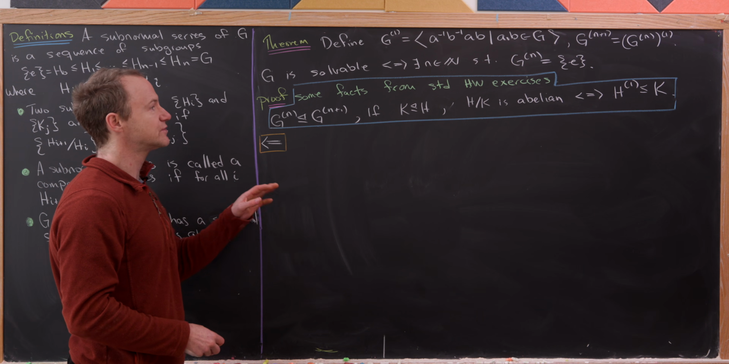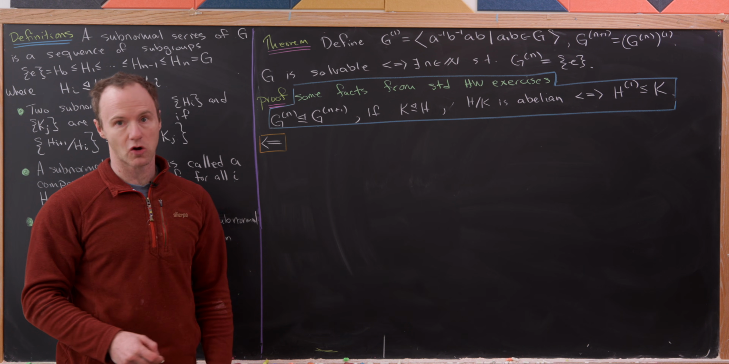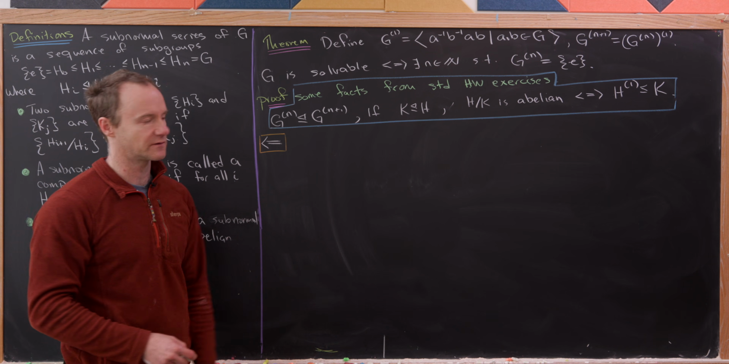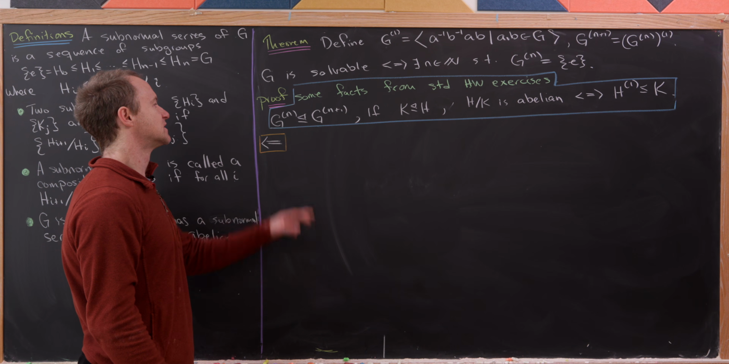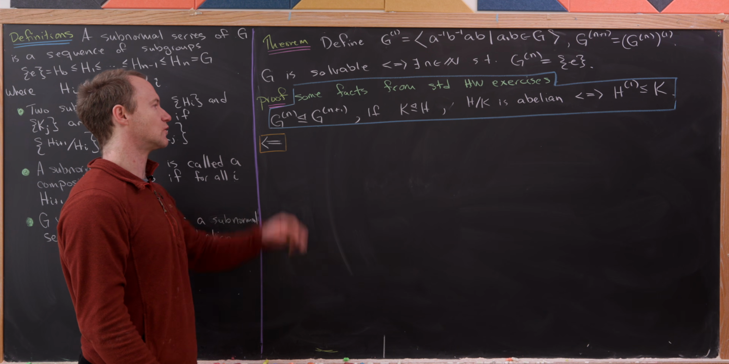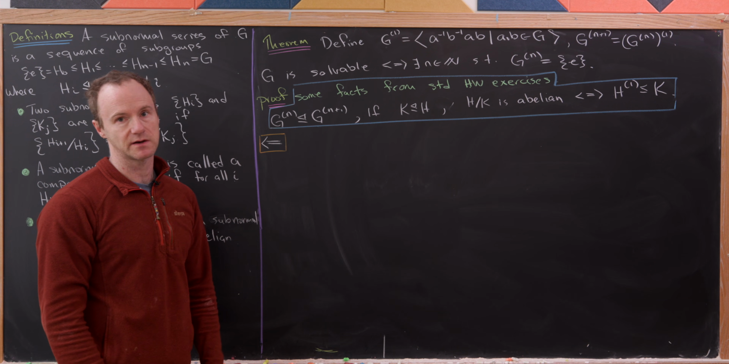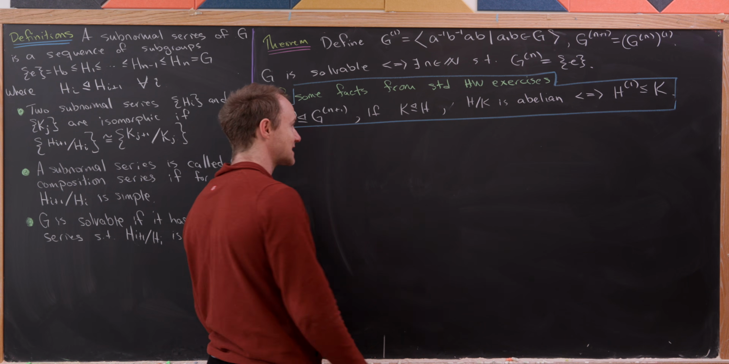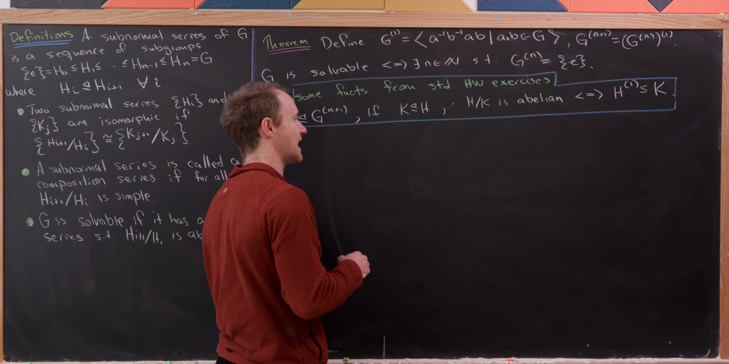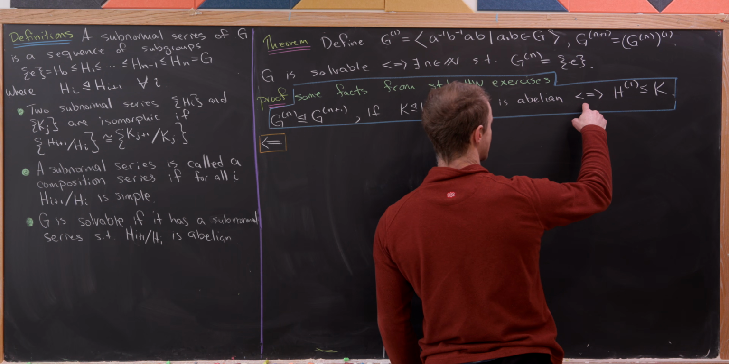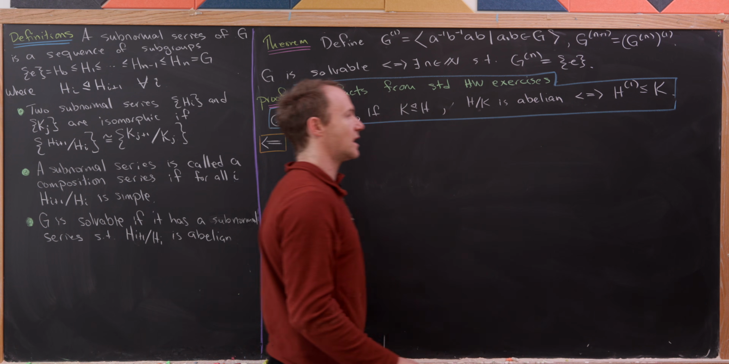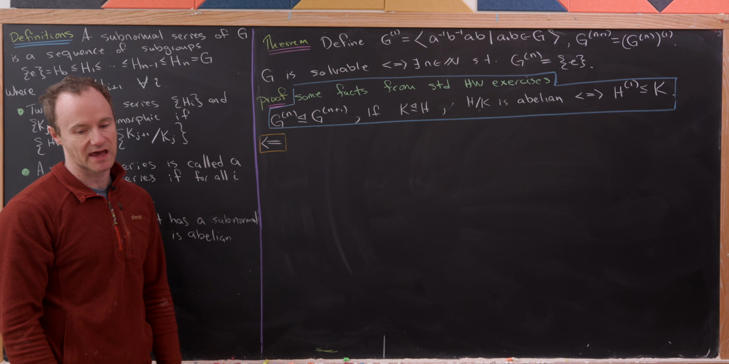Now, we're going to use some facts from some standard homework exercises, which hopefully you've done before. If you haven't, I would urge you to do these homework exercises. So the first is that G upper n is a normal subgroup of G upper n plus 1. And then next, if you've got a normal subgroup K of H, and H mod K is abelian, that's equivalent to H upper 1 being a subgroup of K.